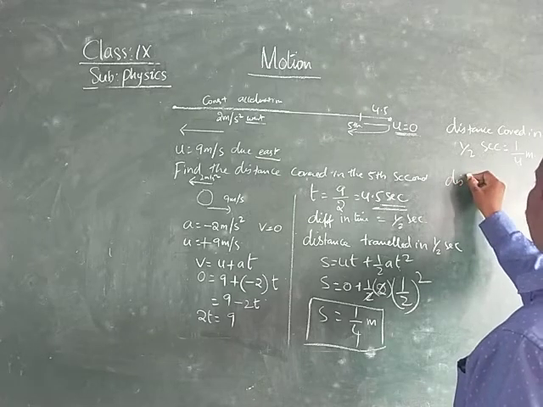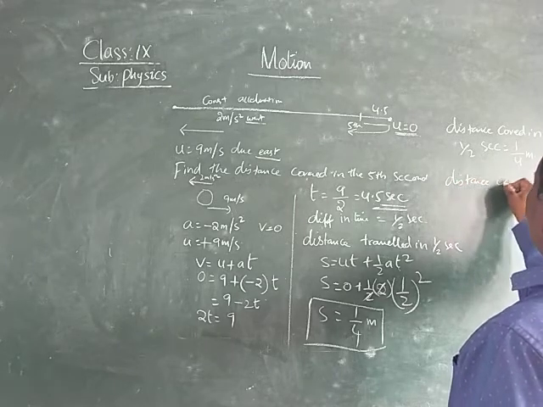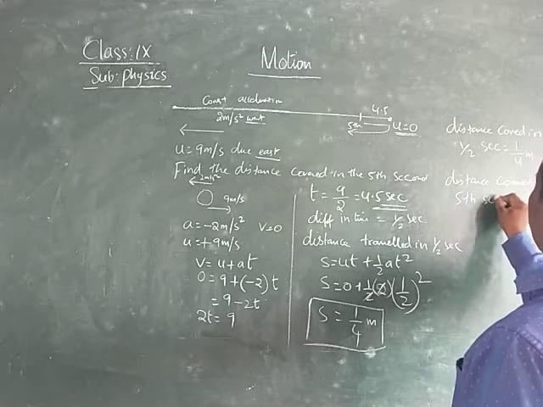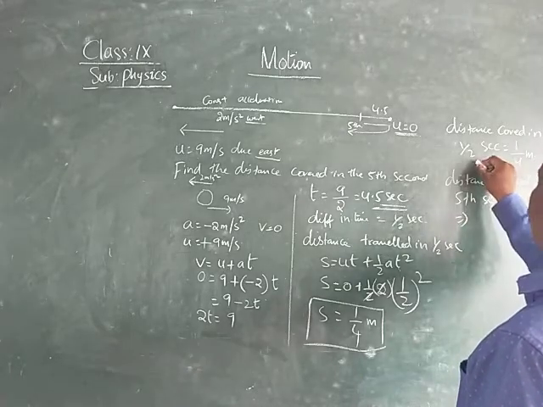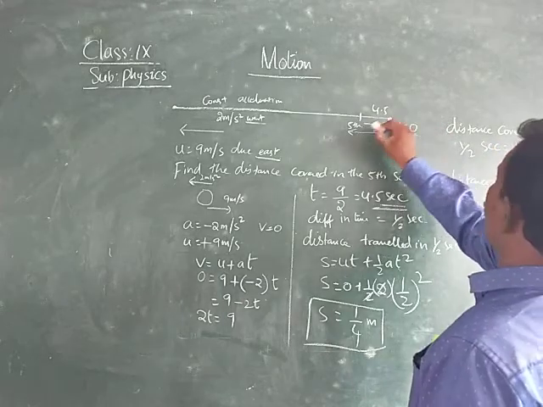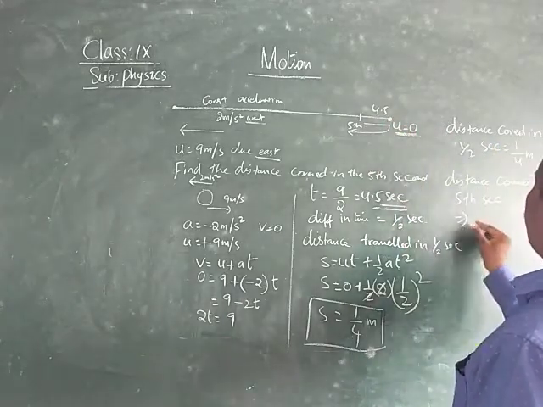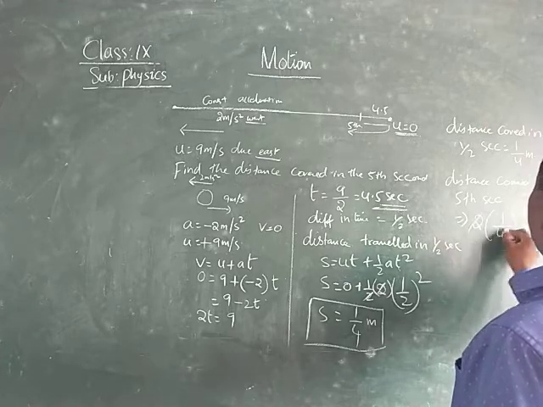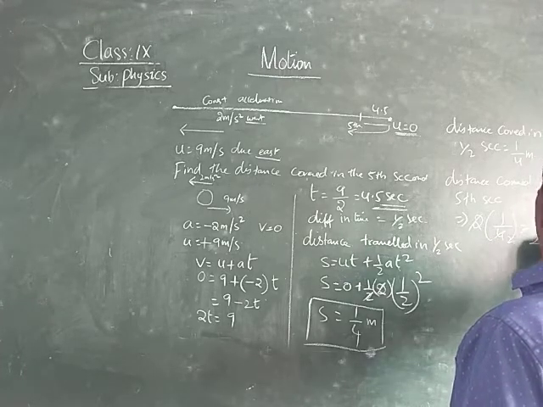Therefore distance covered in 5th second is equal to half, no? Here up to here 4.5, half. Therefore the remaining means 2 into 1 by 4, that is equal to 1 by 2 meters.